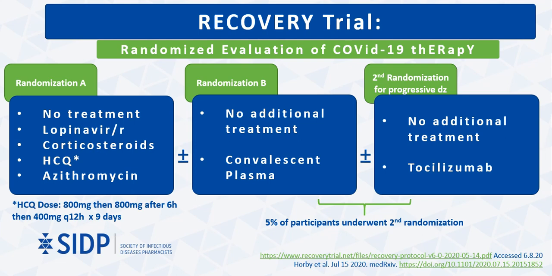As far as the hydroxychloroquine arm of the study, patients received a 10-day course of hydroxychloroquine, which started with a load of 800 milligrams, then another 800 milligrams 6 hours later, followed by 400 milligrams every 12 hours. Again, this was for a total of 10 days. Patients were followed up until death, discharge, or 28 days after randomization, and the primary outcome was the effect of the study treatments on all-cause mortality at 28 days after first randomization.